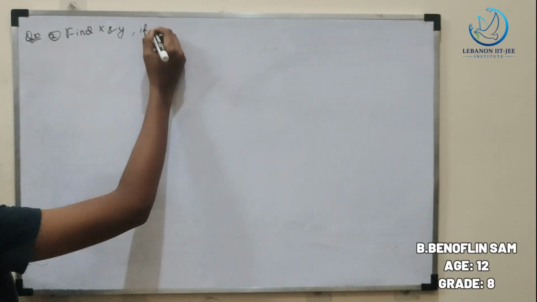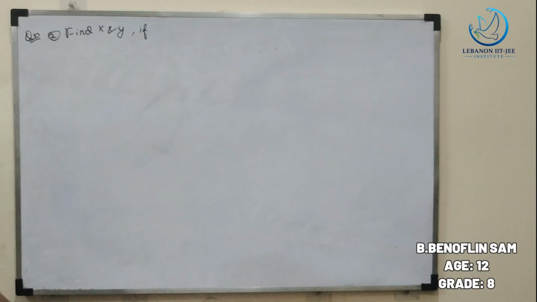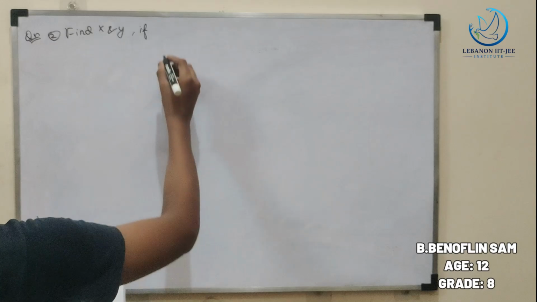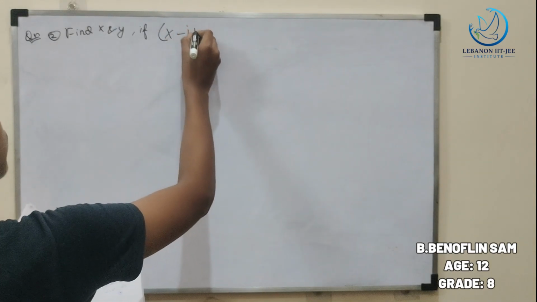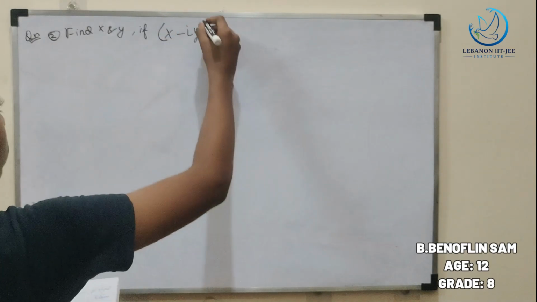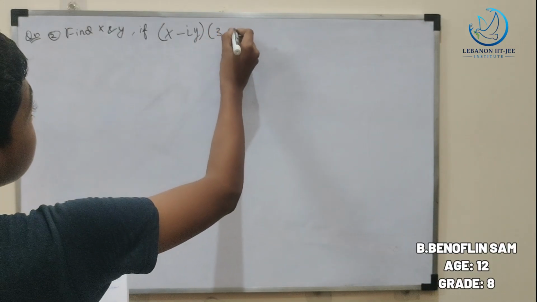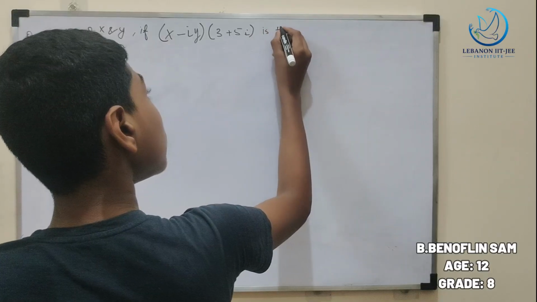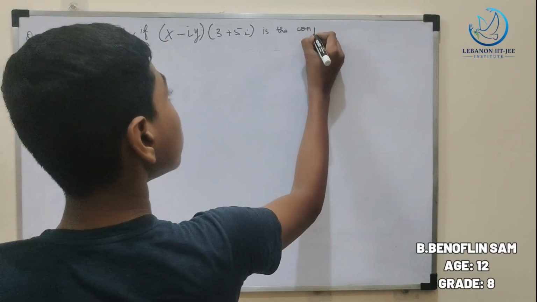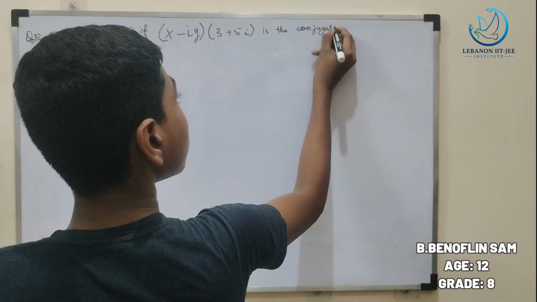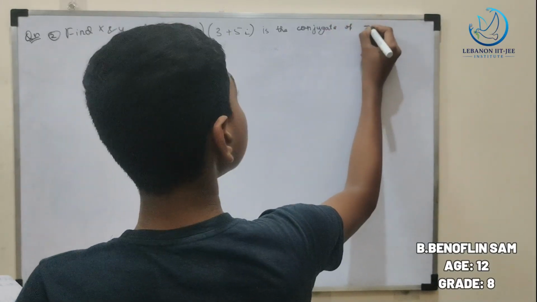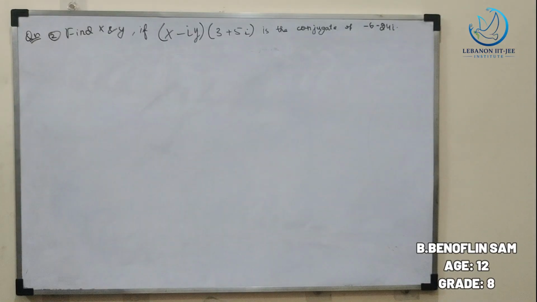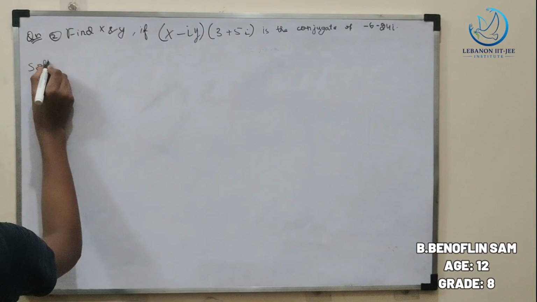If (x minus iy) into (3 plus 5i) is the conjugate of minus 6 minus 24i. This is a very interesting question, so we will solve it.